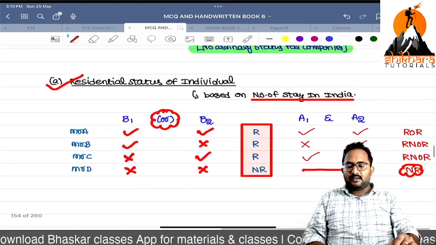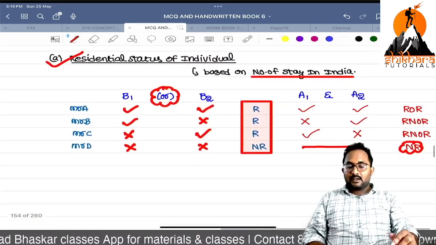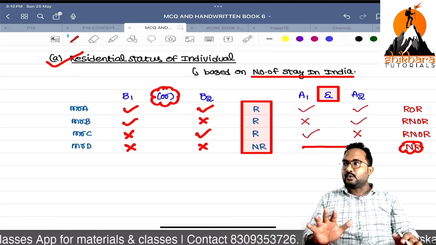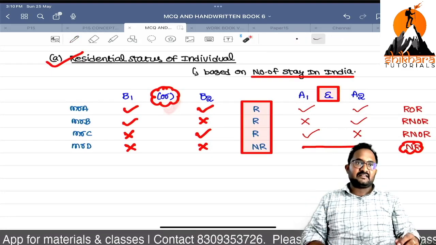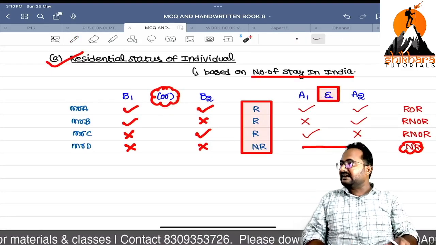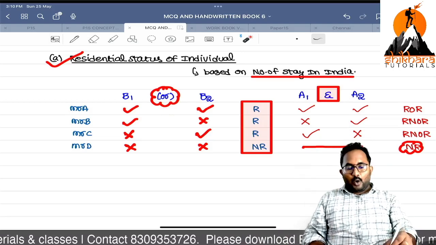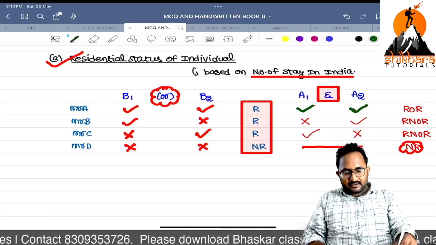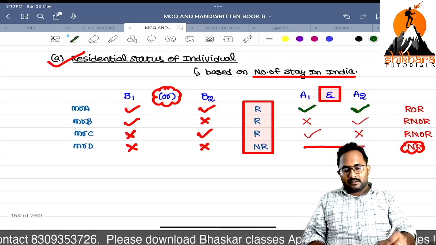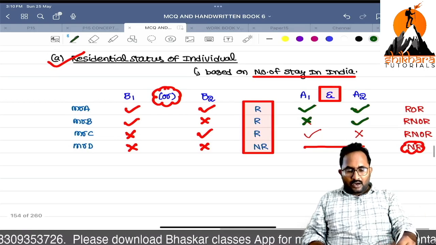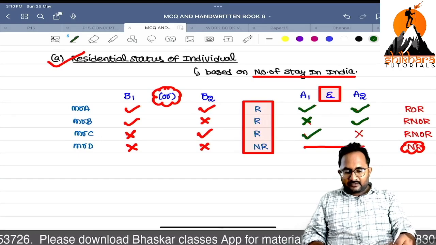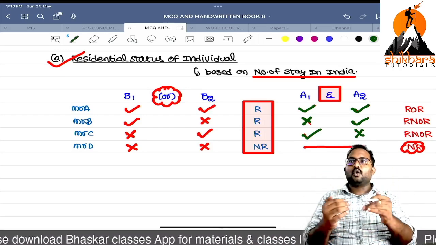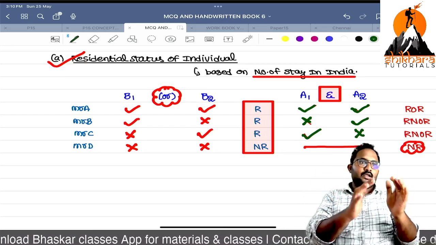How to classify? For that classification, we have to use additional condition 1 and additional condition 2. The conjunction between the basic conditions is or; the conjunction between the additional conditions is and. So now, if both the additional conditions are satisfied, what is the answer we get here? Resident and ordinary resident. Here only one is satisfied, so the answer is not ordinary resident. Here also only one is satisfied. What is the answer? Resident but not ordinary resident. If he is a non-resident, there is no need to classify whether he is ordinary or not ordinary.